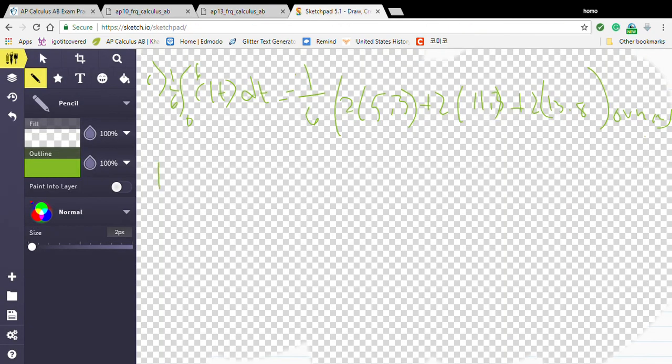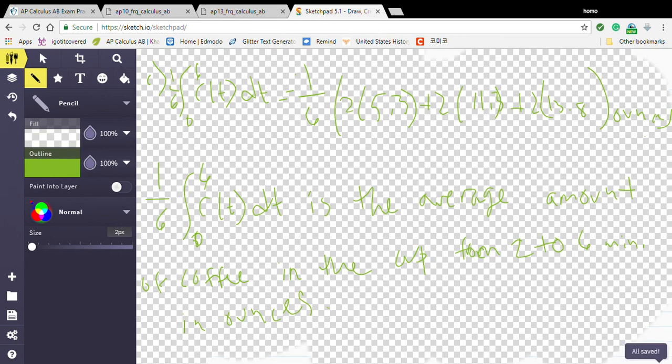The meaning is 1/6 from 0 to 6 of C of t dt is the average amount of coffee in the cup from 0 to 6 minutes, in ounces.